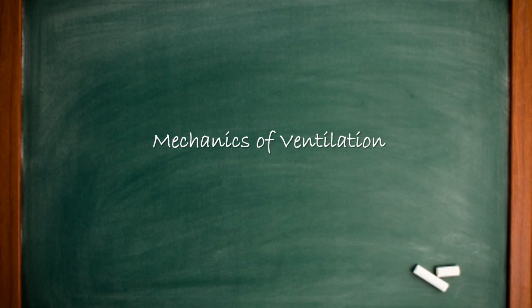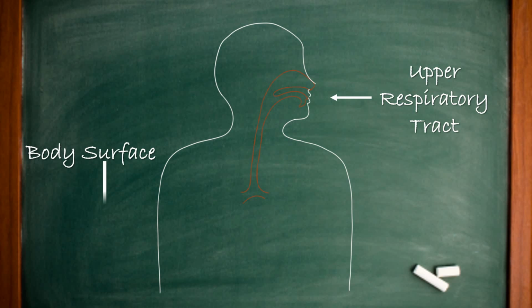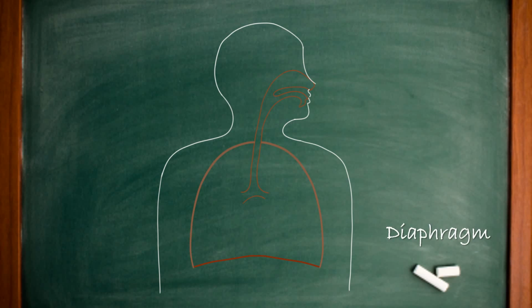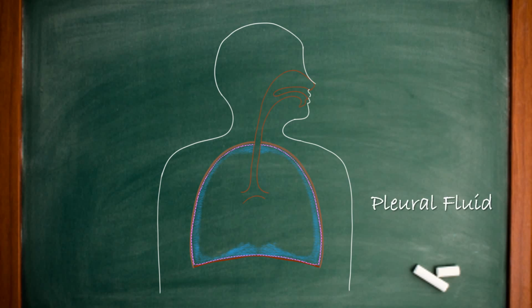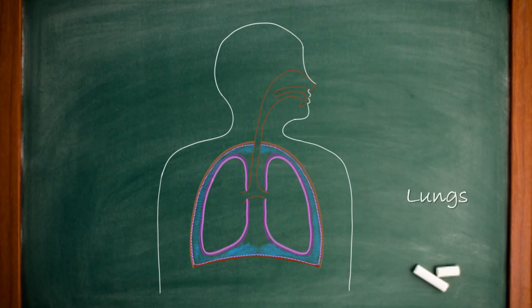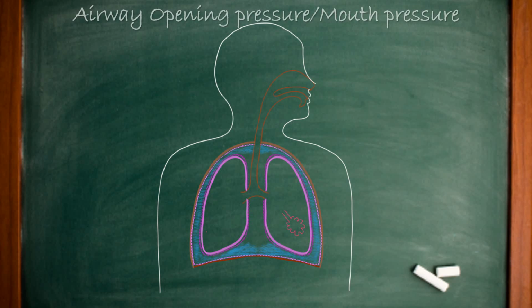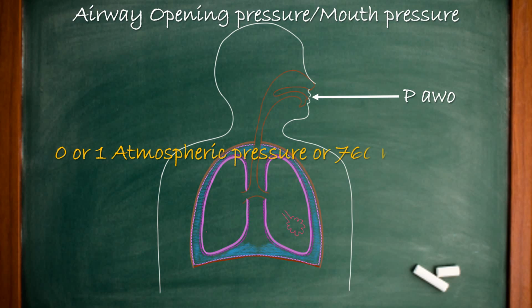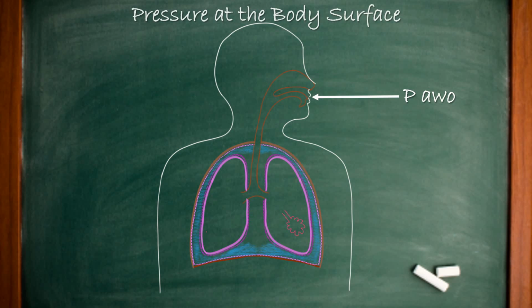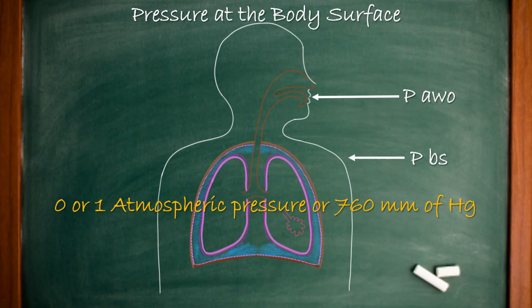So let's say that this is the upper respiratory tract, the body surface, the chest wall, the diaphragm, the parietal pleura, the pleural fluid, the visceral pleura, the lungs, and finally the alveoli. The first pressure which we see is the airway opening pressure or the mouth pressure. This is the pressure exerted on the mouth by the air. At sea level, it is 1 atmospheric pressure or 760 millimeters of mercury. We usually denote it as 0. A similar pressure is exerted on our body surface again by the air, and this is similar to the airway pressure at 1 atmospheric pressure or 760 millimeters of mercury.